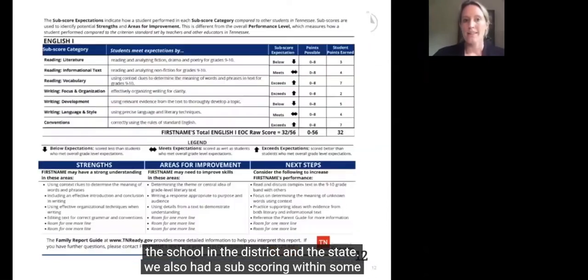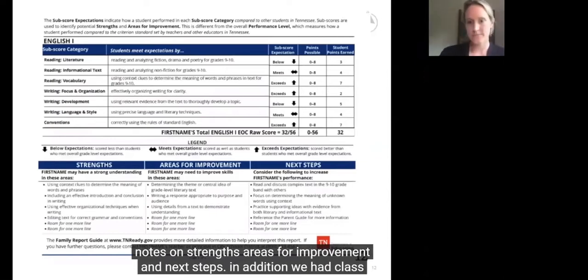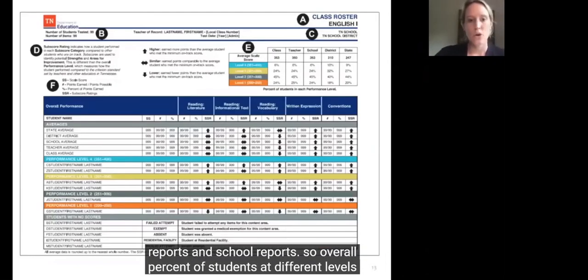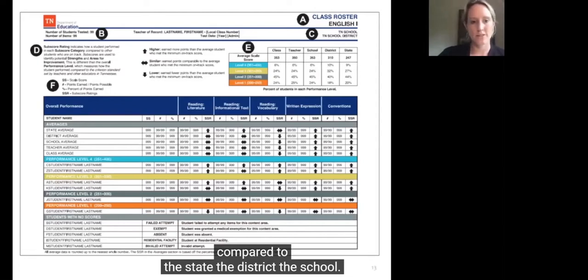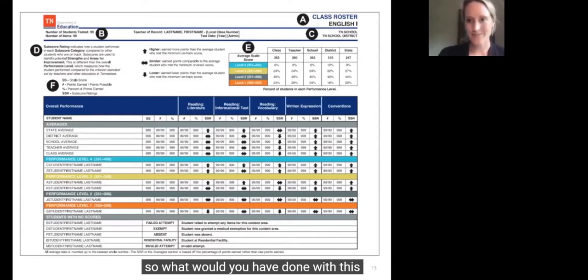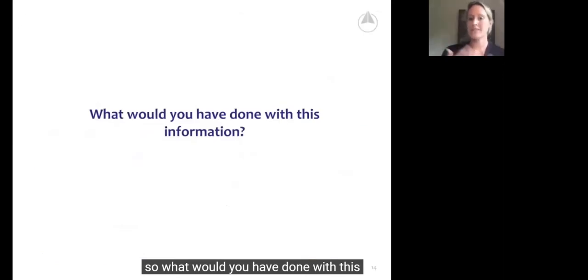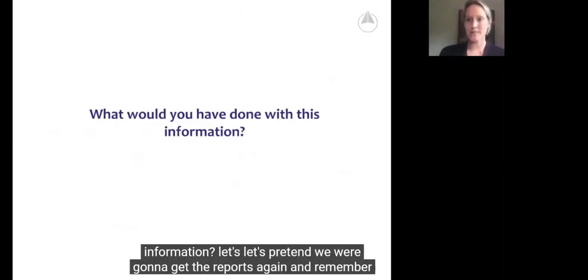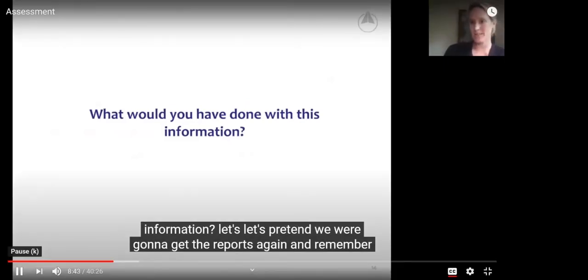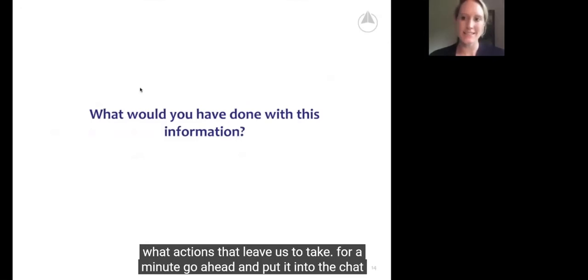We also had sub-score data, and some notes on strengths, areas for improvement, and next steps. In addition, we had class reports and school reports. So overall, percent of students at different levels compared to the state, the district, the school. And same for, oh, went the wrong way. So what would you have done with this information? Let's pretend we were going to get the reports again and remember what actions that leads us to take.